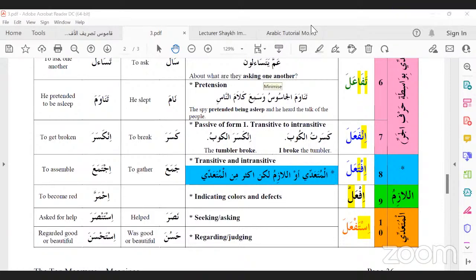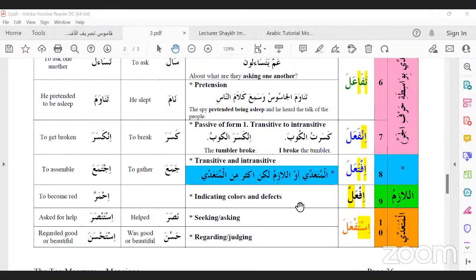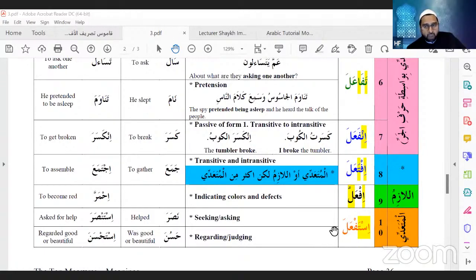Alhamdulillah, yes. Right. Finally, sisters, can I request Sister Huma? Yes, Sheikh. Sister Huma, last one, which is Bab Istif'al. Now, how many letters are there on this one here?